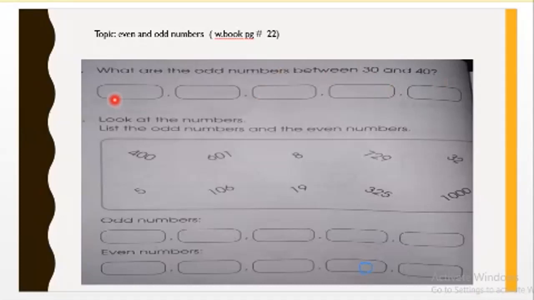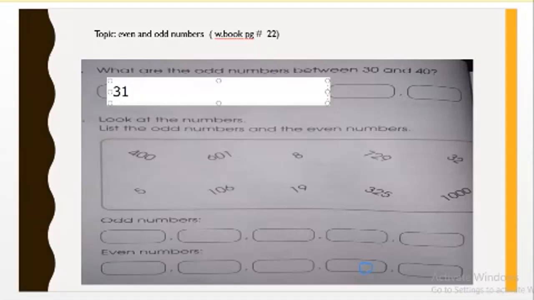So let's start with 30. Is 30 an even number or an odd number? Okay, just think. Can you tell me? 30 is an even number. So let's move on to the next number, 31. Is 31 an even or odd number? Just look at the last digit, 1. 31 is an odd number. So I'm going to mention 31 over here.